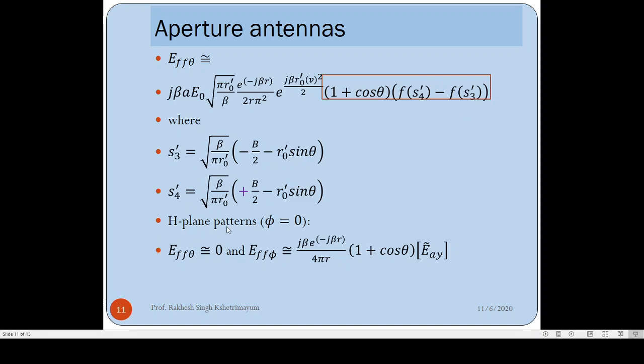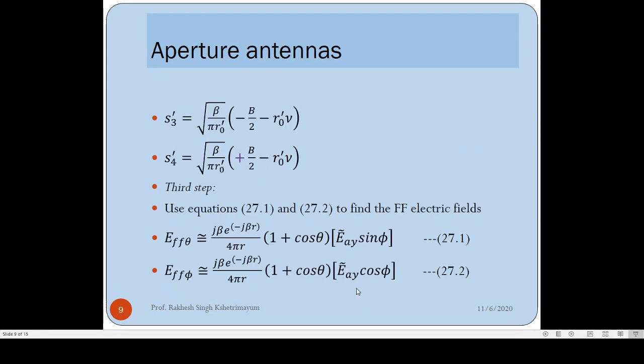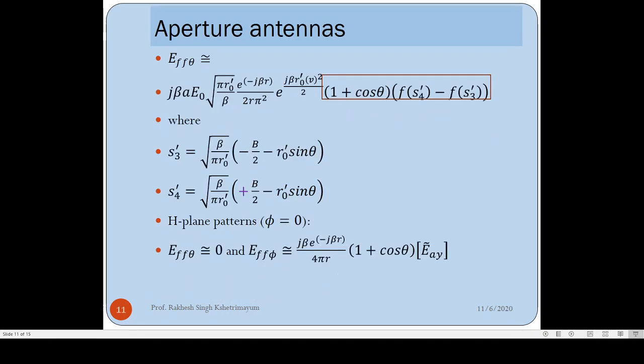Similarly, we can also get the H-plane patterns. Phi is equal to 0. For the H-plane, we are considering an exact cut of the 3D radiation pattern. In that case, look at expressions 27.1 and 27.2. When phi is 0, this term becomes 0, this term becomes 1, this cos phi becomes 1. We'll have only the phi component of the electric field in the far field for the H-plane. This is the expression for the phi component of the electric field in the far field for the H-plane.